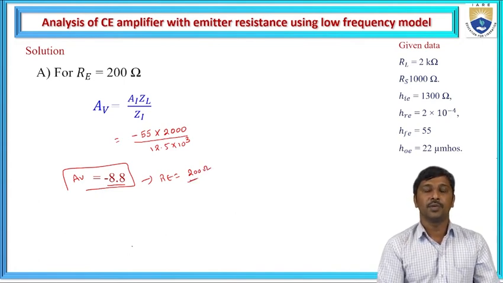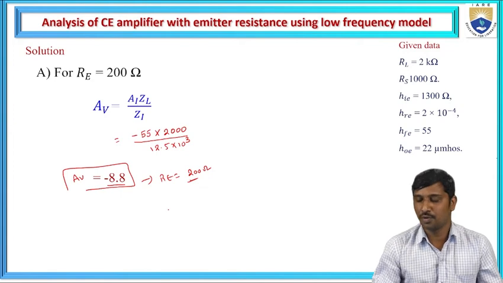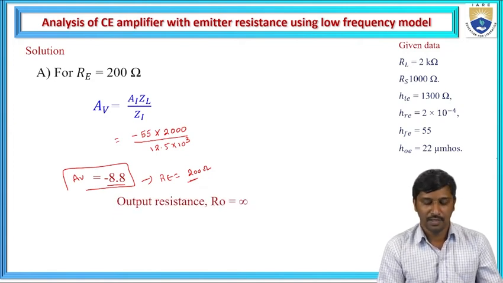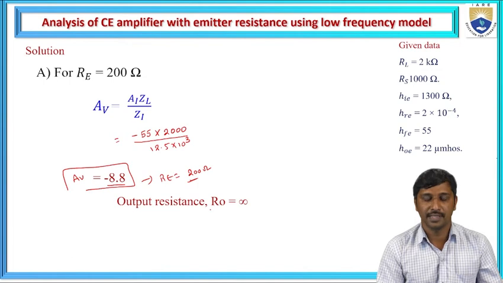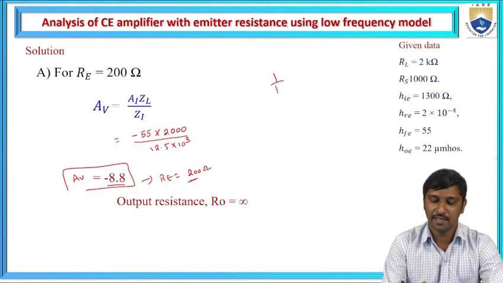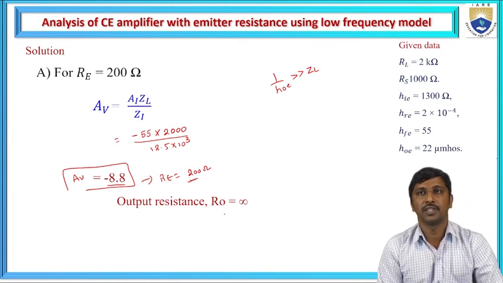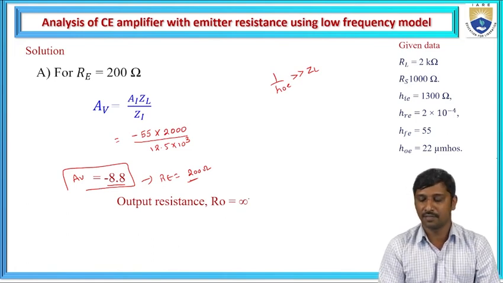Similarly, we need to calculate the second case, when the emitter resistance is changed from 200 ohms to 400 ohms. Before that, we need to calculate the output resistance. In the approximate analysis, we consider that the output impedance should be very, very high, means 1 by hoe should be much, much greater than ZL. Then only the parallel impedance is approximately equal to the load impedance. So in this approximate analysis, the output resistance should be very large. Here we consider it as infinite.